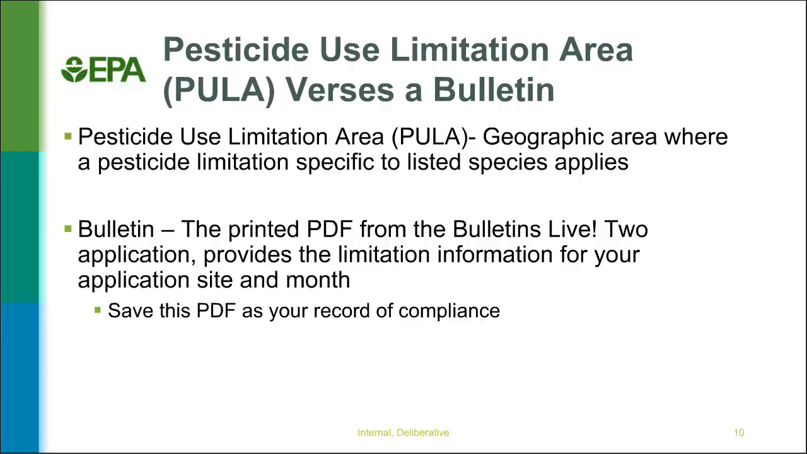Pesticide use limitation area, PULA, versus a bulletin. What's the difference? Well, a pesticide use limitation area, a PULA, is a geographic area where a pesticide limitation specific to the listed species applies. Right? It's sort of the polygon. Where in space are we talking about? The bulletin is the printed PDF from Bulletins Live 2, where it provides the limitation information for your application site and month. We save this PDF as a record of your compliance.